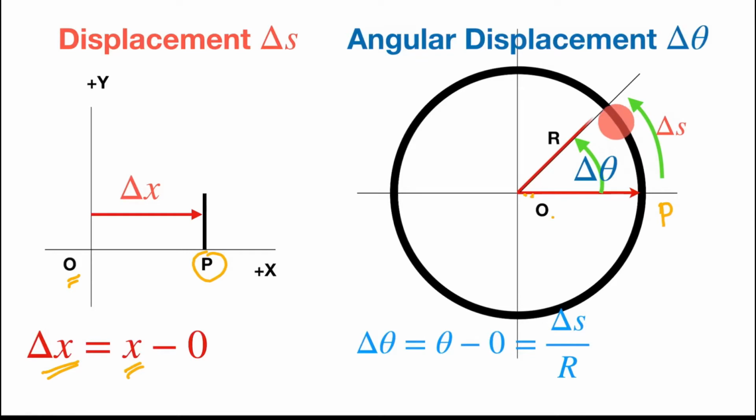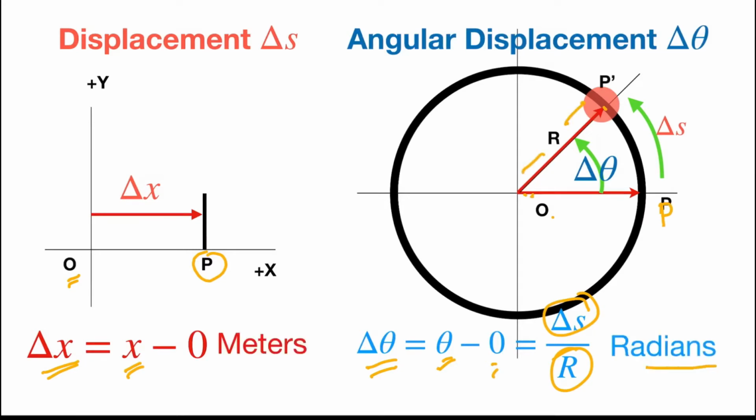Now if this ball turns in the anti-clockwise direction and covers the angle theta, here the displacement del theta is given by theta minus 0, which is the final position minus the initial position. And this is equal to theta, which is nothing but the arc upon radius, del s upon r. R is the radius of the circle. The unit of measure for angular displacement is radians. Theta is a ratio of two lengths like arc upon radius, so it doesn't have any dimension. This is a dimensionless quantity.